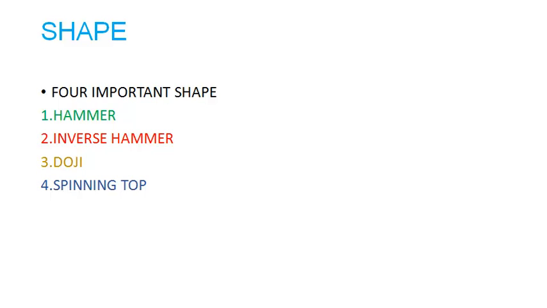So the four important shapes of the candles are a hammer, an inverse hammer, a doji, and a spinning top. As I go forward, you'll understand the meaning of these four. But I need you to increase your vocabulary about the names of these four candles, so that we can use the vocabulary a lot better.